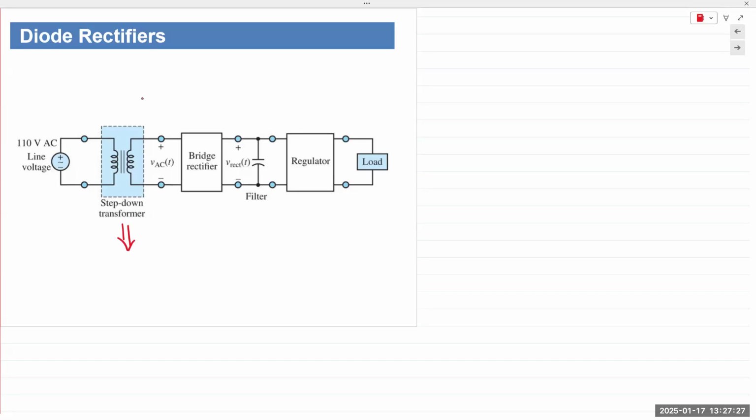Transformer is an AC to AC converter. Okay, transformer. So let's go on a brief tangent.